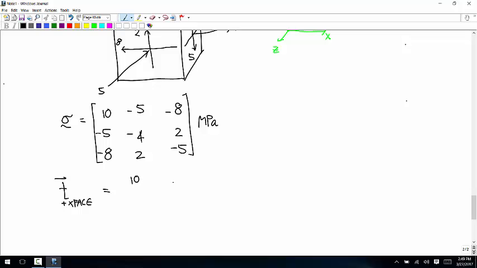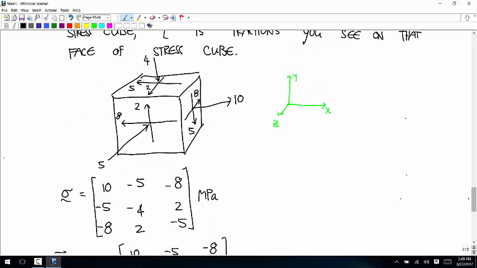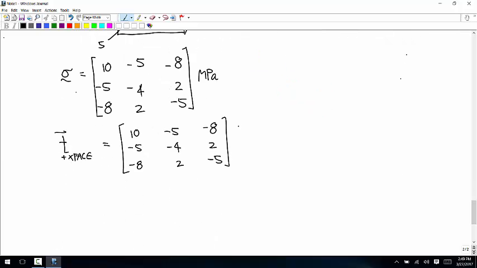So 10, -5, -8, -5, -4, 2, -8, 2, -5. What's the normal for the positive x face? Yep, 1, 0, 0. And so the traction on the positive x face is 10, -5, -8.